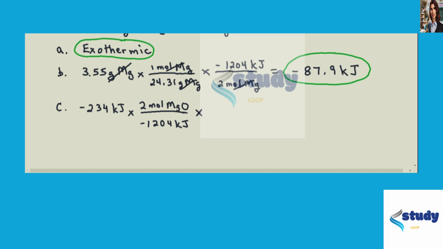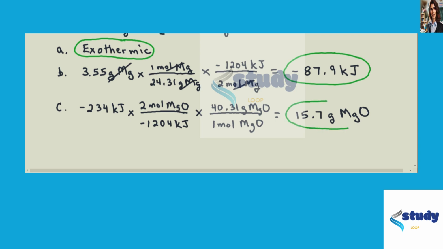All right, and we want to know grams of MgO. So next step is going to be converting from moles of MgO to grams of MgO by using the molar mass. Molar mass for MgO is 40.31 grams of MgO for every mole. All of our units will cancel now except for grams of MgO, and we will get 15.7 grams of MgO, which is our answer for part C.